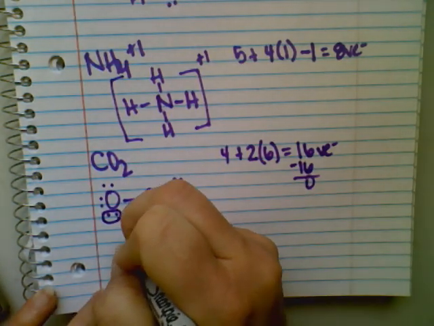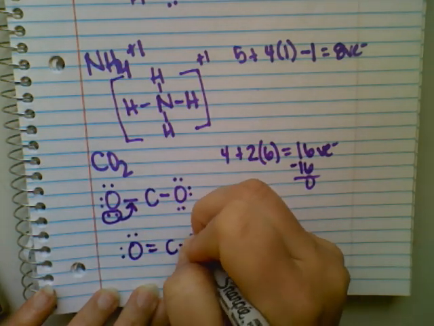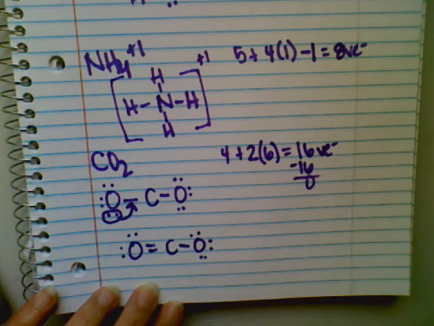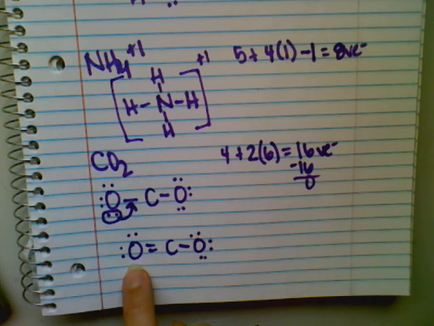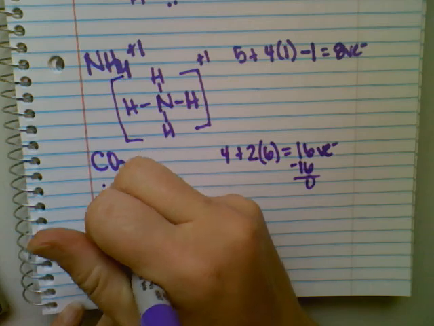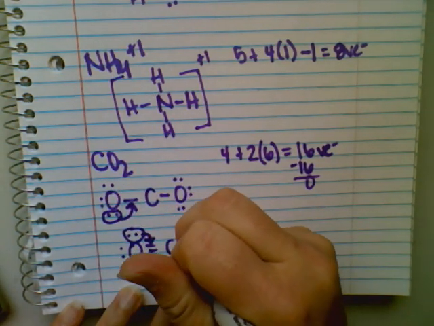And that gives me this structure right here now. However, we're still not done. The carbon only has 6 around it. So now the question is, okay, do I steal another one from this oxygen, or do I steal one from this oxygen now? Okay, I'm going to show you both of those options. I can steal one from here, or I can steal one from here.